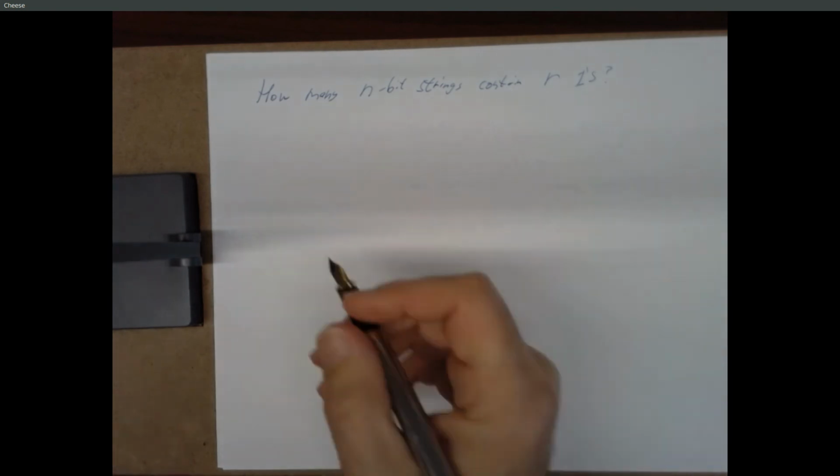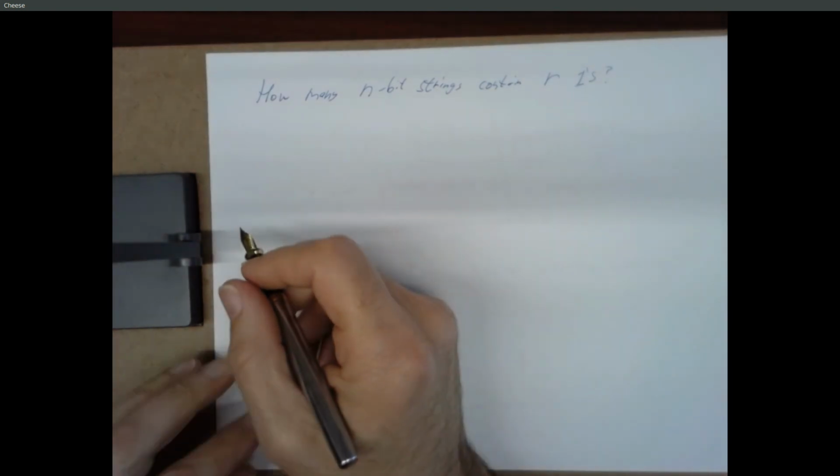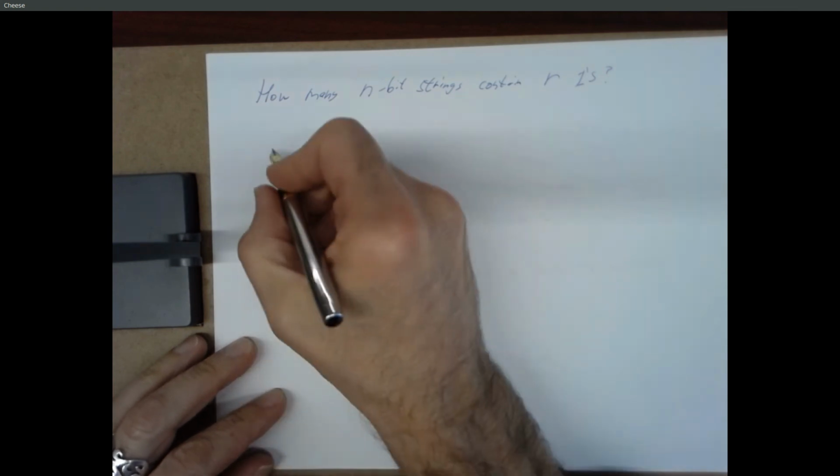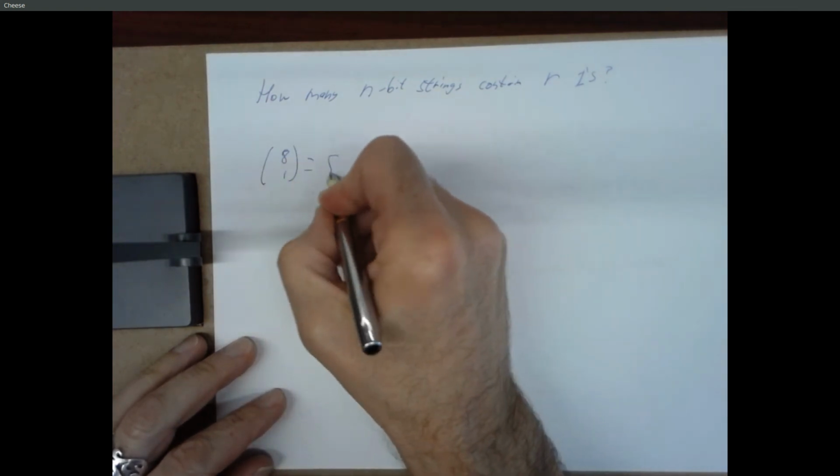So if we look at n-bit strings, strings comprised of n bits, ones or zeros, how many n-bit strings contain exactly r ones for some fixed value of r? Did you ever look at this when you were playing around with binary? So if we have 8-bit strings, how many contain 0 ones? Well, there's just one, that's a string of all zeros. How many 8-bit strings contain exactly a single one? That's going to be 8.